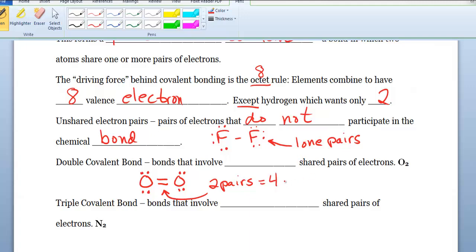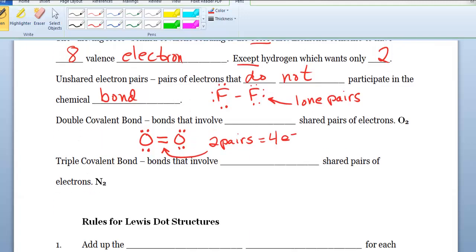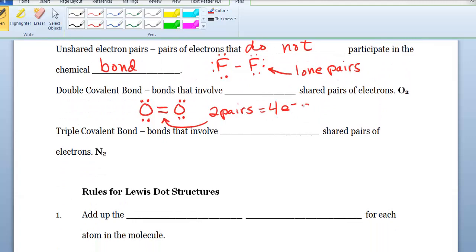So 2 pairs of electrons are simply 4 electrons. Beyond just double bonds, which are 2 pairs of electrons shared between the atoms, there is such a thing as a triple bond, and that occurs in the nitrogen molecule. The nitrogen molecule looks like that, and there are 3 shared pairs of electrons.